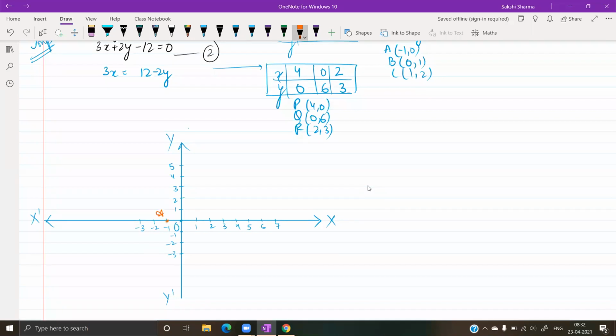This will be A, minus 1, 0. This will be B, C is 1, 2. And this is the line that you obtain, equation number 1, x minus y plus 1 equals 0.